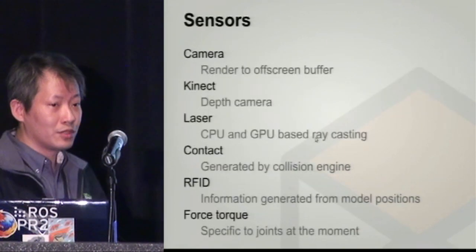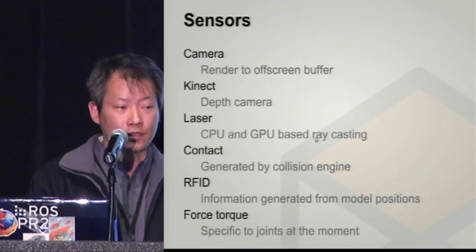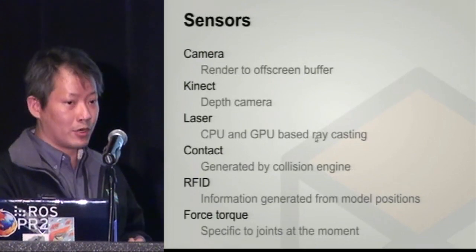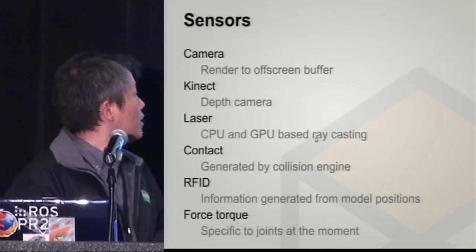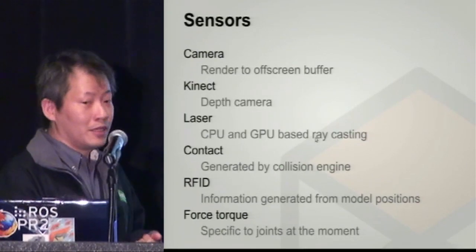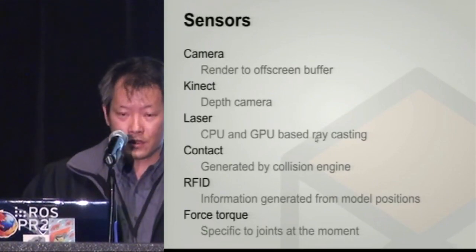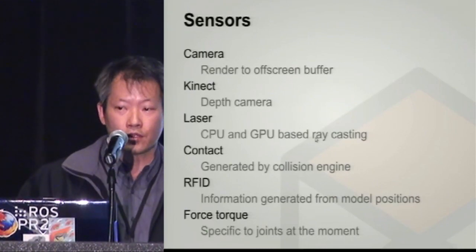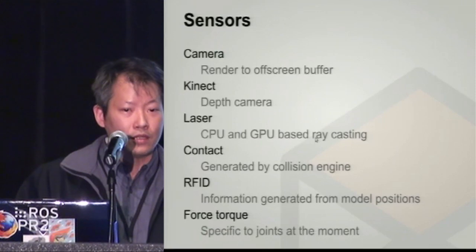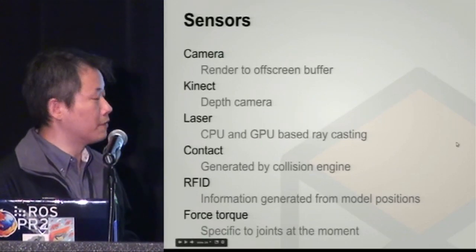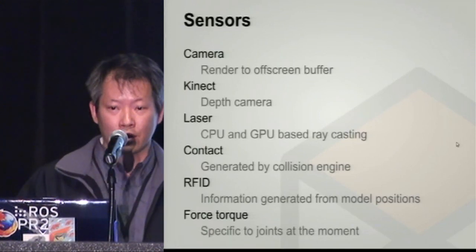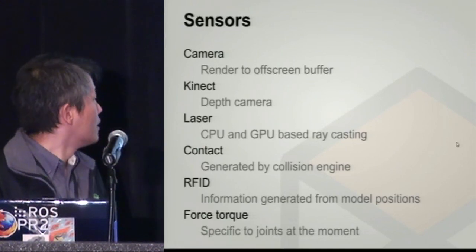So sensors, Gazebo supports a few sensors right now. There's the camera or Kinect sensor, which generates images and point clouds based on the GPU. There is a laser range sensor, which gives you the distance to an object, simulating a laser ray trace. That can be done in both CPU and lately there's a GPU implementation for it. Depending on your resource allocation needs, you can shift it around.